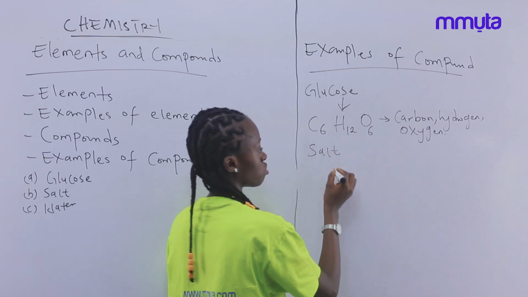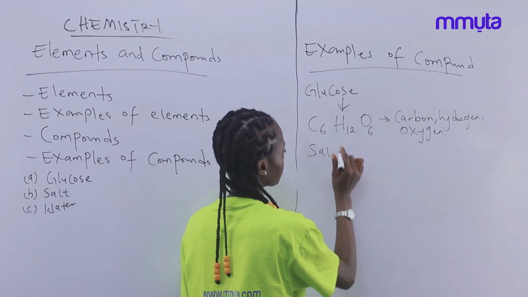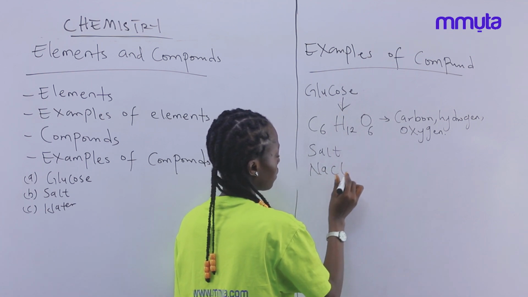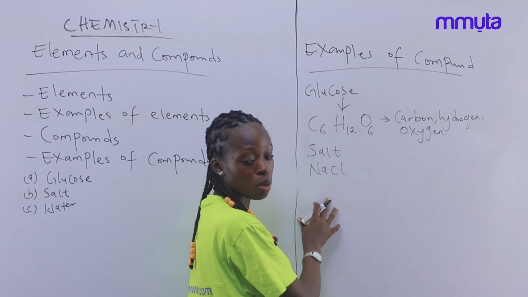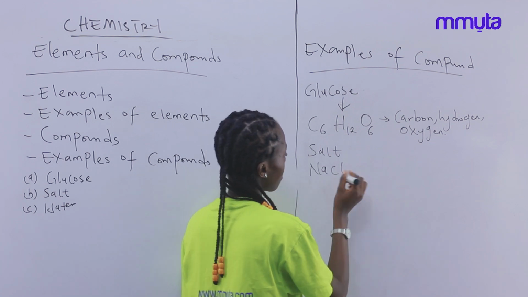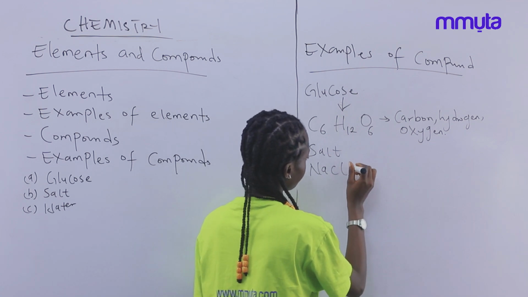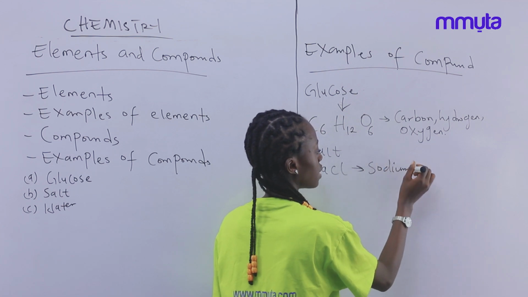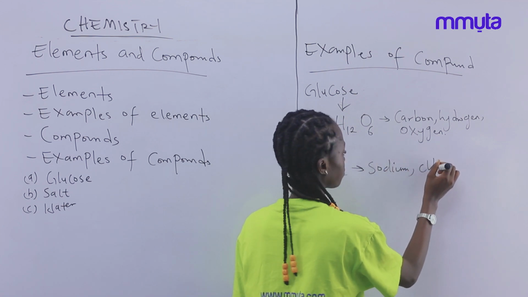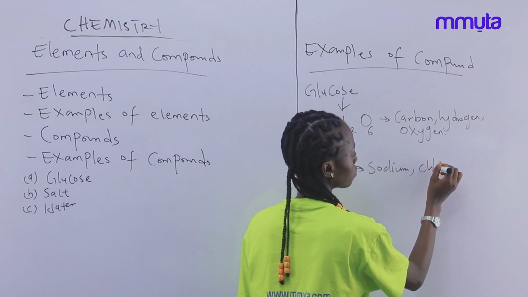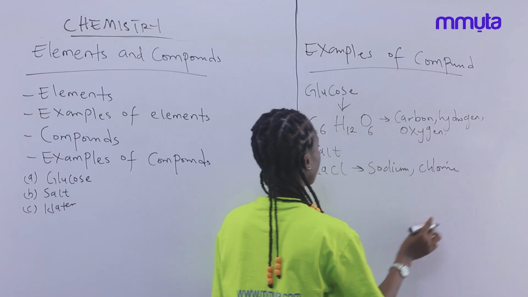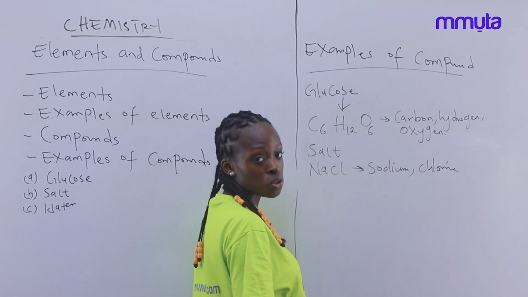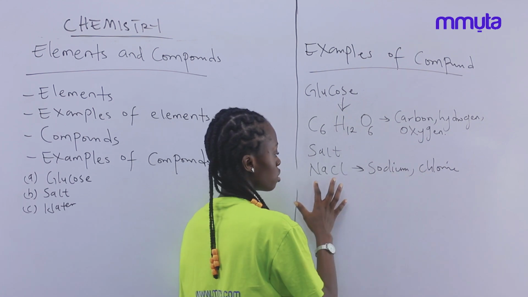Now, salt is the two elements that come together to make up salt. We have sodium and we have chlorine. Okay, now sodium and chlorine come together to form salt.